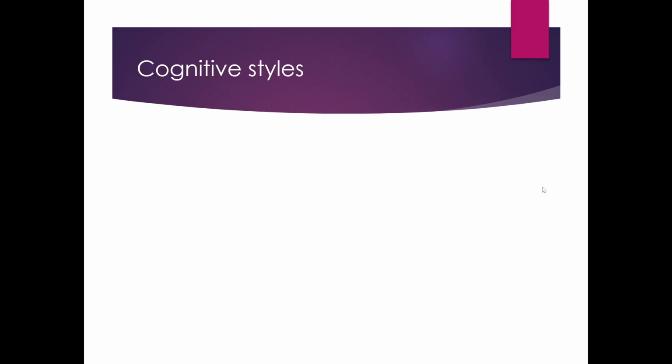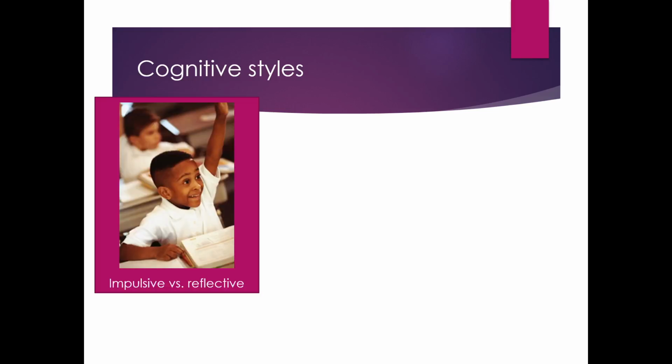All right, so let's talk about cognitive styles. This is something we have not addressed yet in this class, and that's the idea that people think differently. One difference in cognitive style might be how impulsive or reflective a person might be.